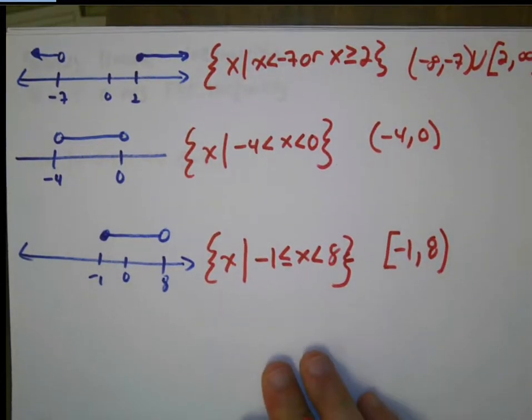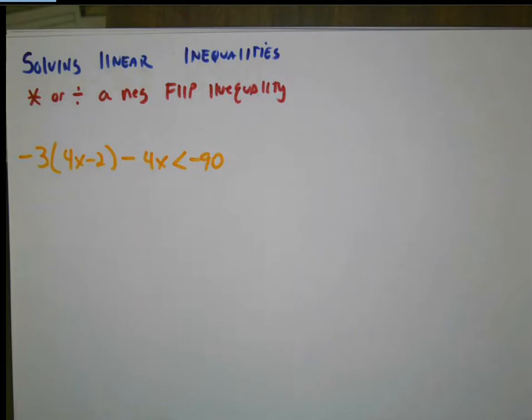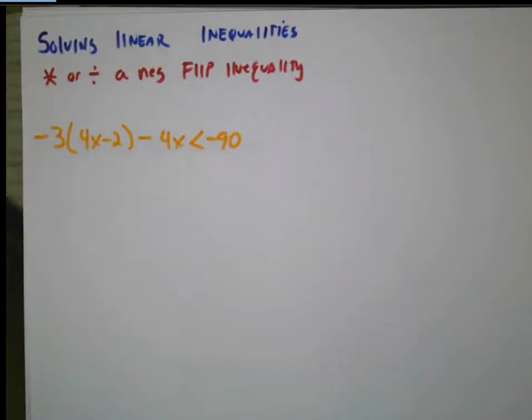So that's probably pretty new. The rest of this stuff is going to be things that you've already seen. So if you look at this, guys, solving linear inequalities, remember if you multiply or divide by a negative, you just flip the inequality. That's it. So just walk this through.